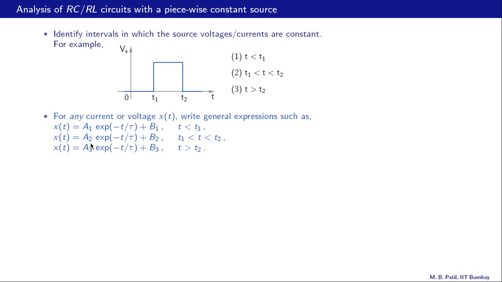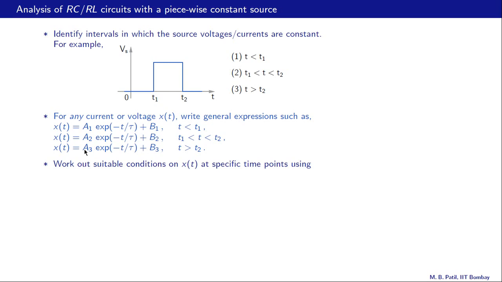Now the time constant is given by R times C for an RC circuit, where R is the Thevenin resistance seen by the capacitor. For an RL circuit, tau is given by L divided by R, where R is the Thevenin resistance seen by the inductor. We have already seen these formulas earlier. How do we obtain these constants A1, B1, A2, B2, and so on?